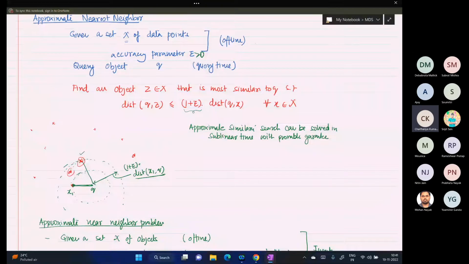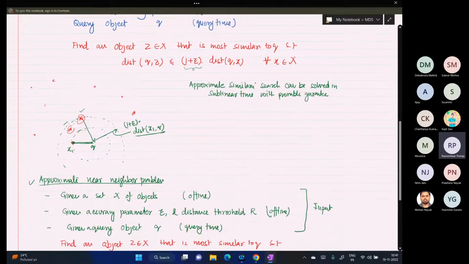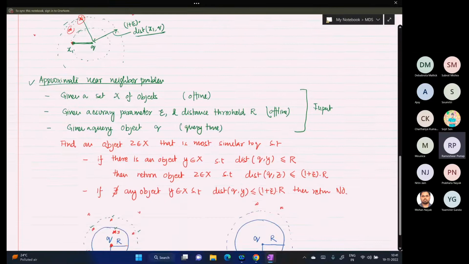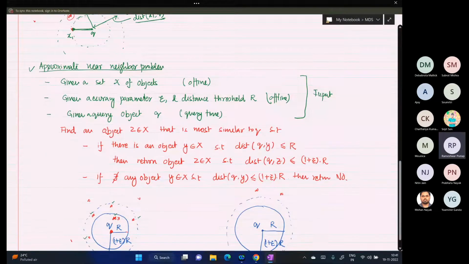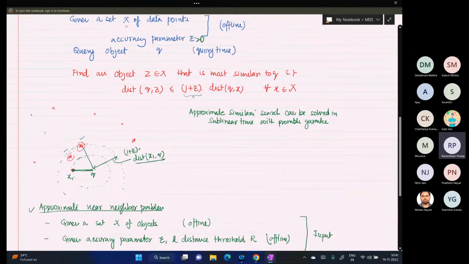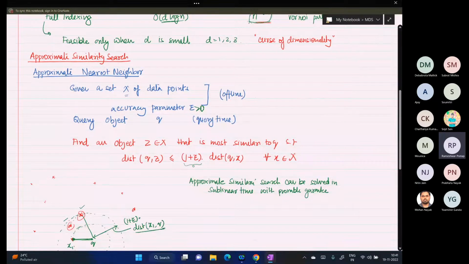Is nearest neighbor a subclass of the near neighbor problem? We can think of it the other way around. In the near neighbor problem, we introduce one more parameter, the distance threshold r, so approximate nearest neighbor is the more generic problem. We'll see that if we can solve the approximate near neighbor problem efficiently, then we can also solve the approximate nearest neighbor problem.